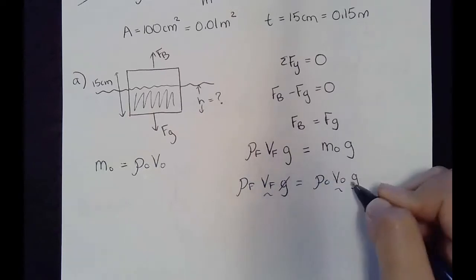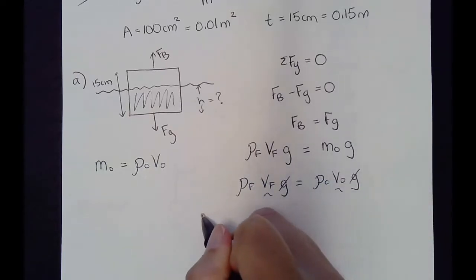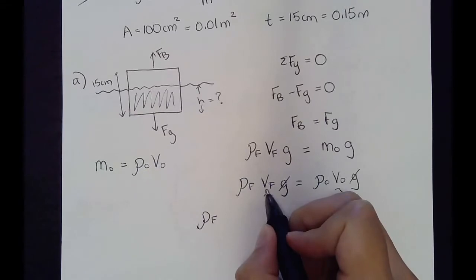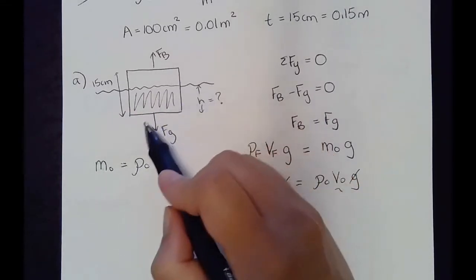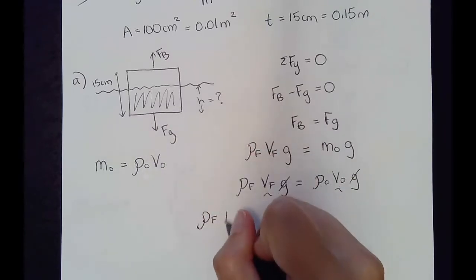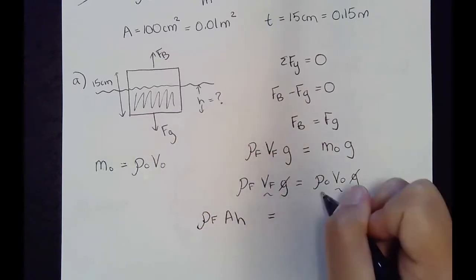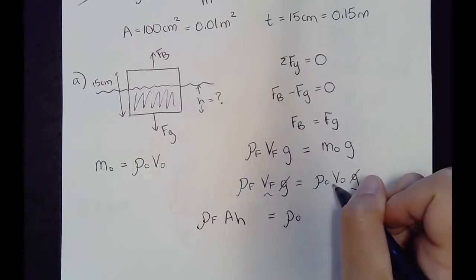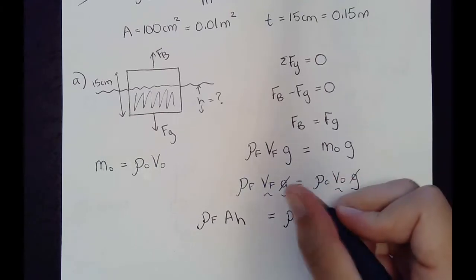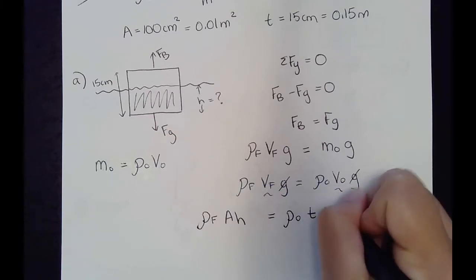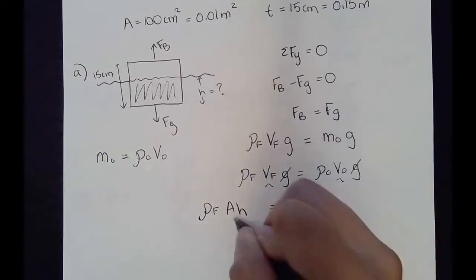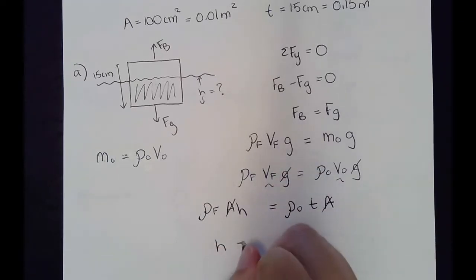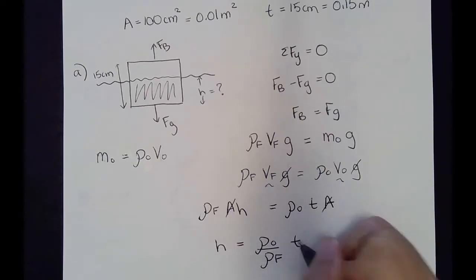Okay, G does cancel though. So then I'll have the density of the fluid times, for the volume of the fluid submerged, H, this height, times the cross-sectional area A. So A H equals rho O times the entire volume of the object, which will be that thickness, 15 centimeters, times the cross-sectional area. And then the areas cancel. So I end up with H equals rho O over rho F times the thickness.